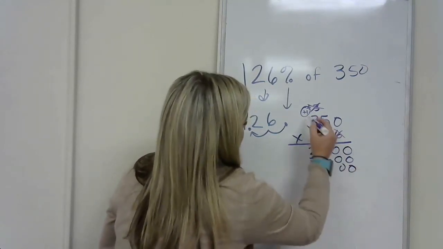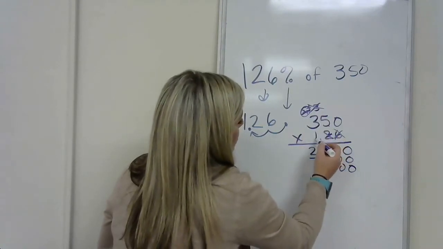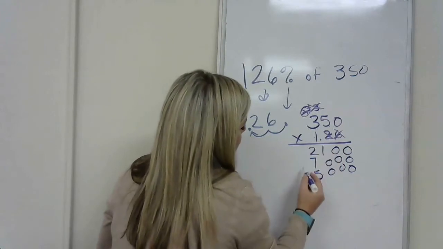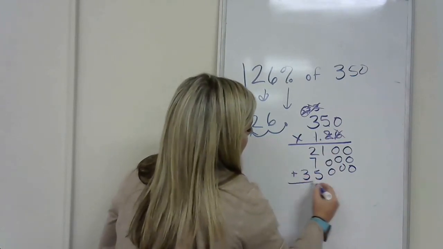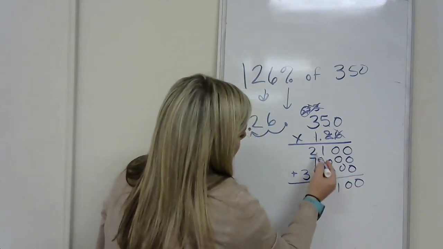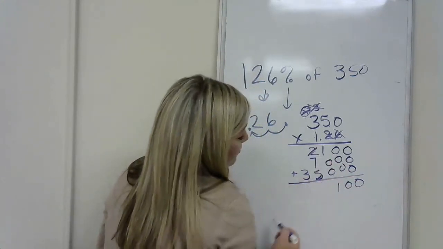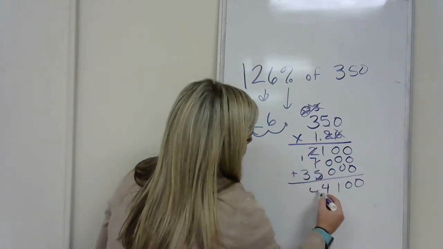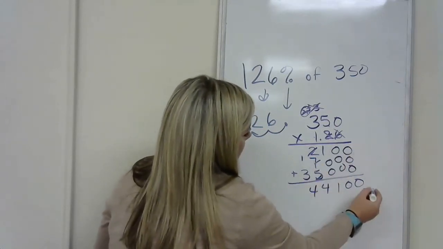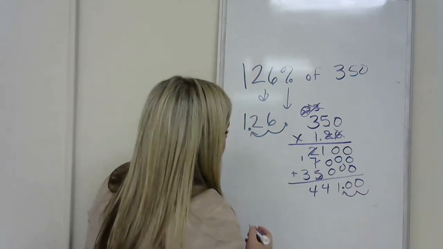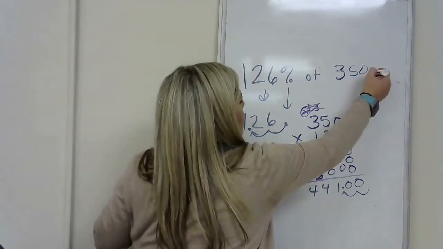Add 2 zeros now. 1 times 0 is 0. 1 times 5 is 5. And 1 times 3 is 3. So 0, 0, 1. Add the 2 to 5. That makes it 7. 7 times 7 is 14. 4 can stay. 1 gots to go. And I have 2 decimal places. Okay. So 441.